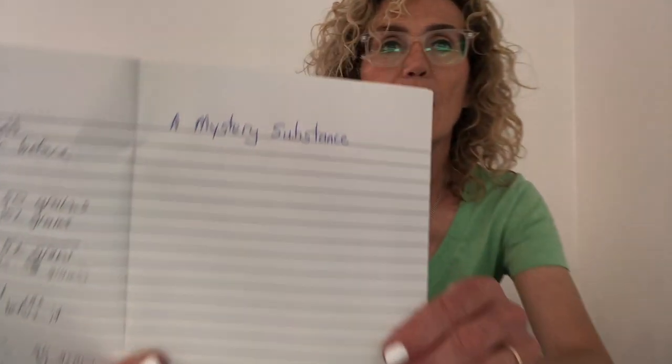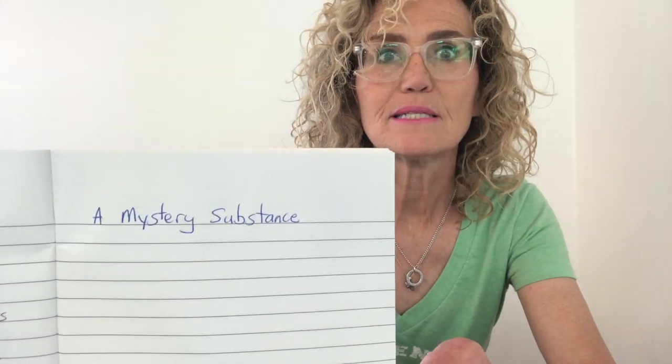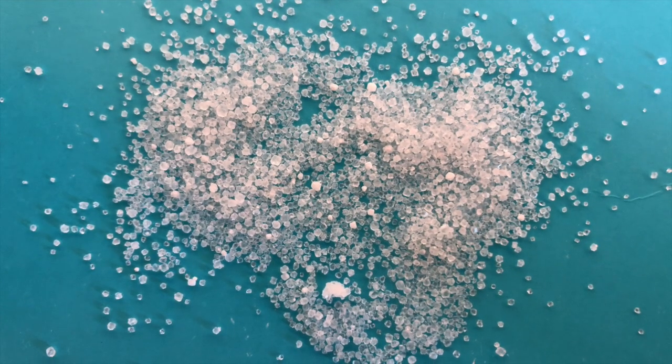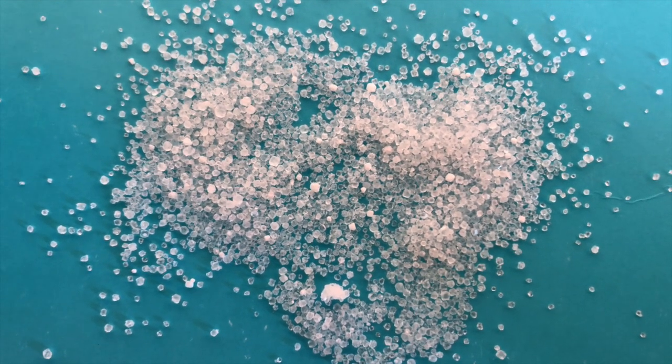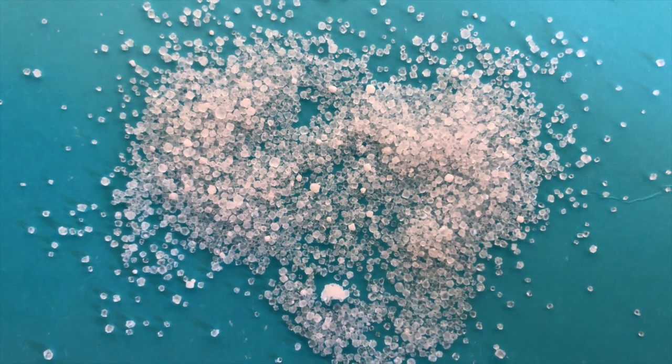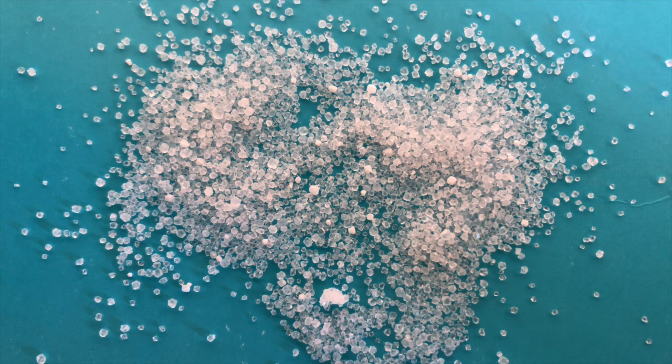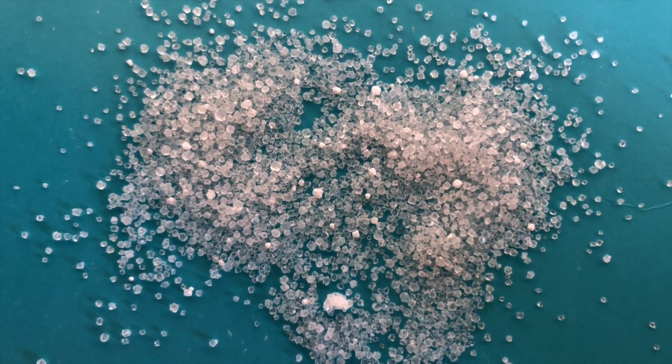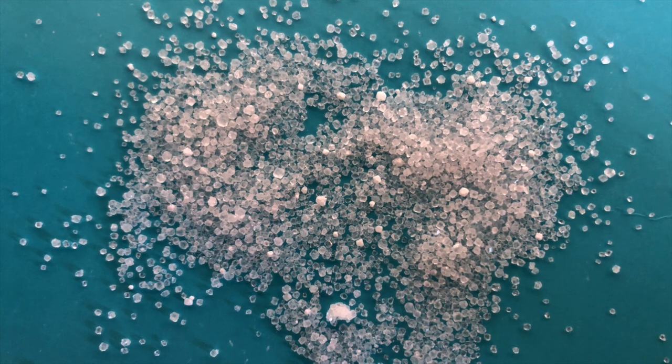So I have given you a new material, and I'm not telling you what it is. The first thing I want you to do is to write "mystery substance" at the top of your page, and I want you to list a few properties of this mystery substance. For students at home, this is what the mystery substance looks like. So take a few minutes and write down the properties of this mystery substance.